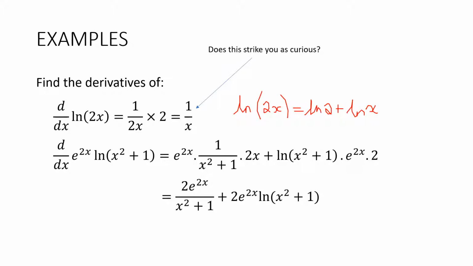So you can get confident enough to put it straight into the formula, but if you are hesitant at all, separate it out and write u equals e to the 2x and v equals ln x squared plus 1 and do it that way.